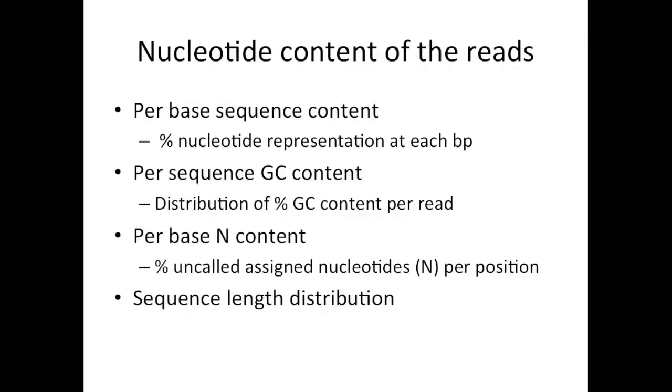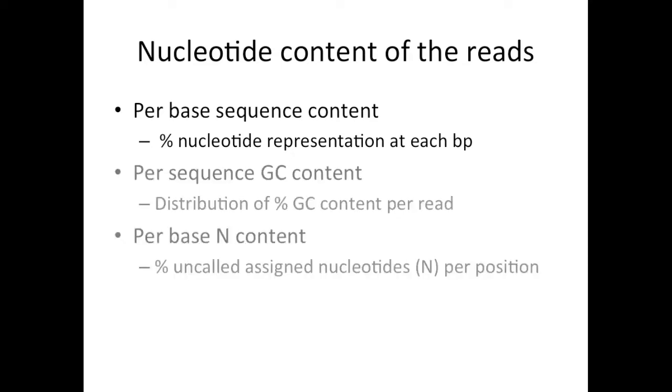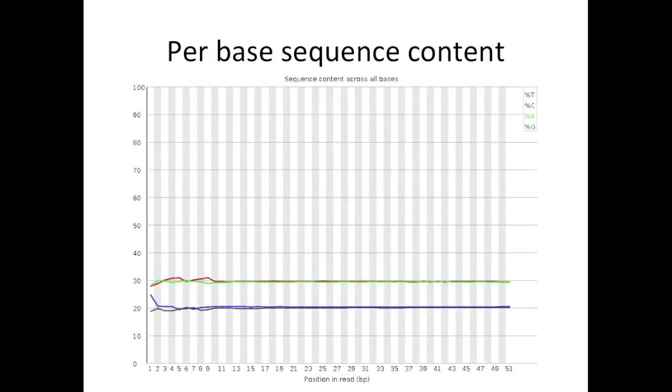So next, you can assess anything that comes before the sequencing by looking at other library qualities. I've split this into two different sections. The first is actually looking at the nucleotide content of each read. So first, we can look at the percent nucleotide representation at each base pair. So this is the sequence content across all bases. Along the x-axis, we have the position in the read. This is the 51 base pair read. And then on the y-axis, you have percent of that nucleotide.